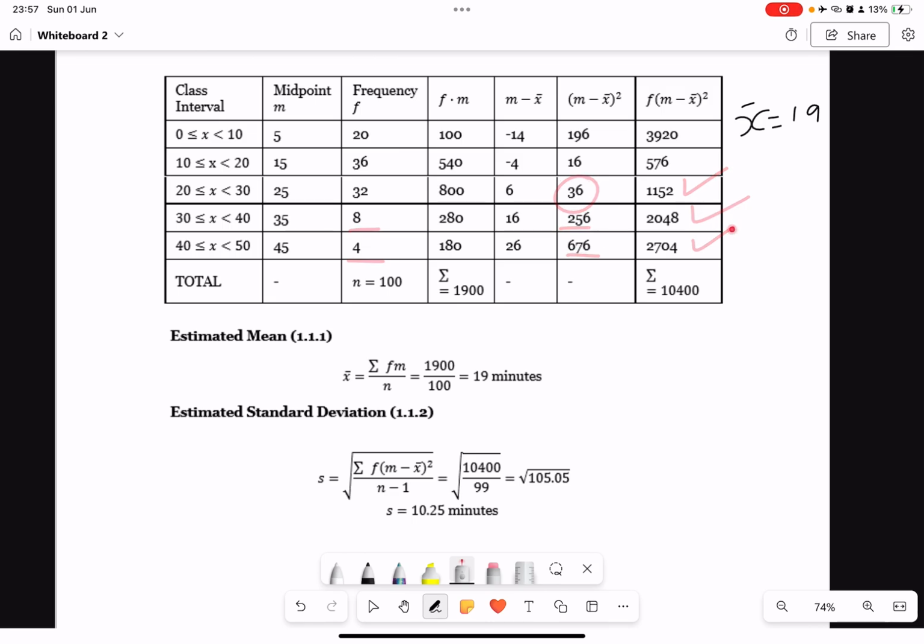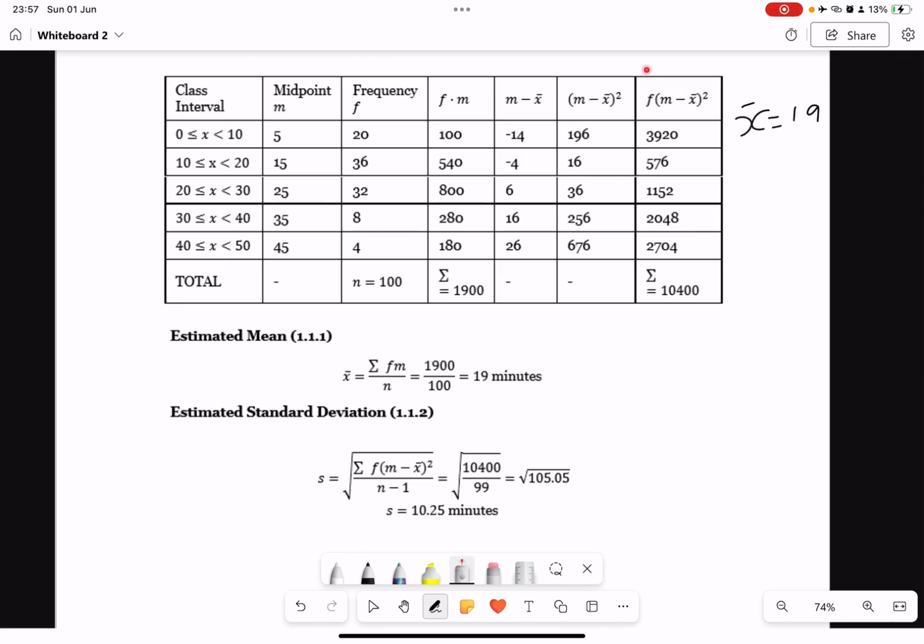Awesome. And then you need the total of this column, the total of the product between frequency and the deviation squares, and that gives us 10,400. So now the formula for standard deviation is basically the total. We're going to use the sample deviation formula, no? Perfect, because we're doing the estimated standard deviation, right?